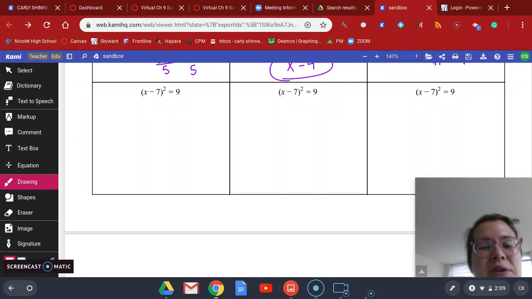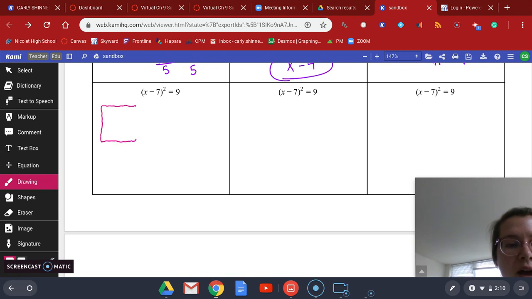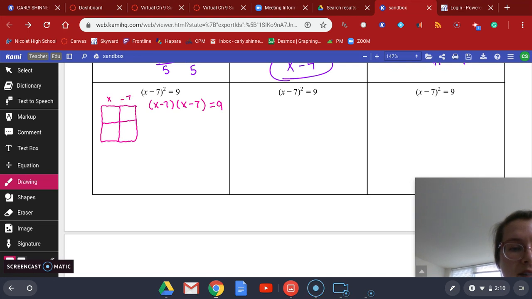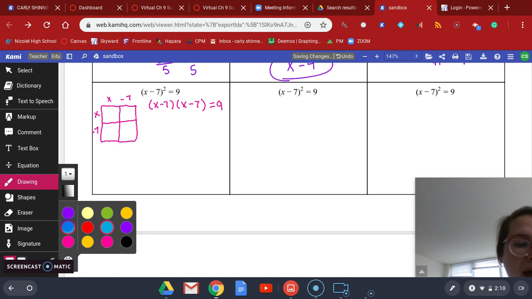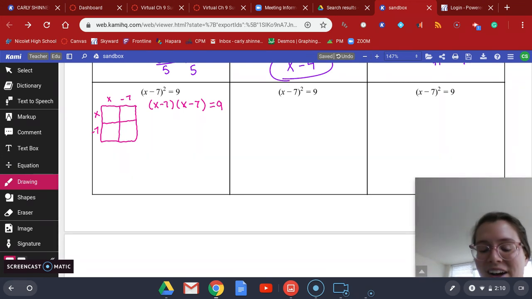So to rewrite this, x minus 7 quantity squared equals 9. In order to rewrite this, folks, I would have to multiply x minus 7 squared out, right? Squared means I multiply it by itself. And so I would get x minus 7 times x minus 7. And this is a little blast from the past. We haven't done these problems in a while.